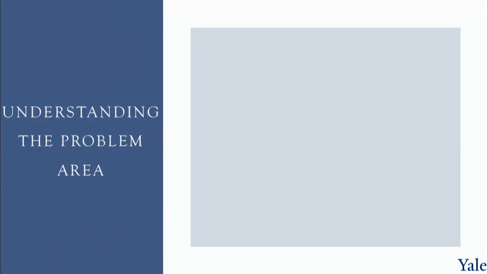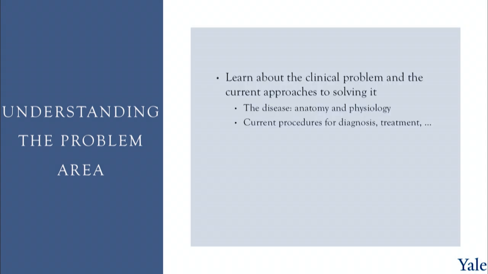The first step in the process of any kind of medical software project is to understand the problem area. You have to learn something about the clinical problem and the current approaches to solving it, something about the disease, the anatomy and the physiology of the disease, something about the current procedures for diagnosis, treatment, or whatever it is you're trying to do. So let's say you're developing software to do cancer screening from mammography, to automatically analyze mammography images that are used to screen women for breast cancer.